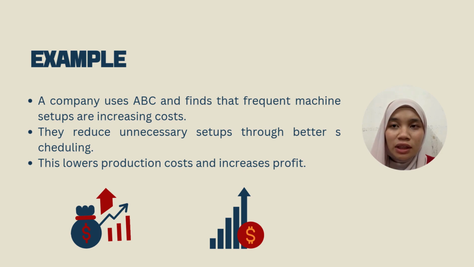Imagine a manufacturing company that implements ABC and discovers that frequent, uncoordinated machine setups are drastically driving up production costs. Under a traditional system, this cost would be buried in general overhead. But thanks to ABC, management sees the problem clearly. To fix it, they optimize their production scheduling, thereby reducing unnecessary setups. The result: production costs immediately drop and company profits immediately go up.